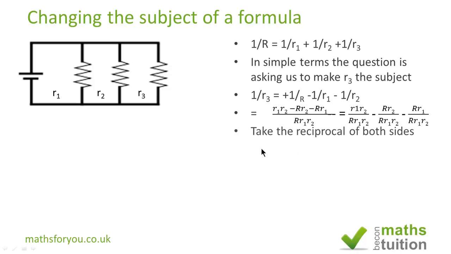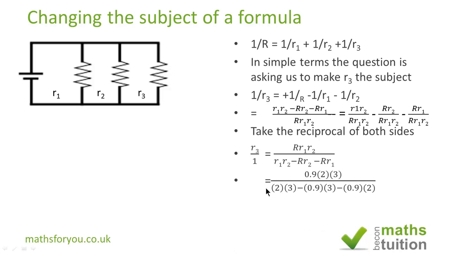Now, next up, we need to take the reciprocal of both sides, which means flipping over the fractions. So 1 over R3 becomes R3 over 1, and the right hand side becomes R R1 R2 divided by R1 R2 minus R R2 minus R R1. We then fill in the figures given to us as shown. Okay, and after calculation you end up with R3 is 3.6 ohms.